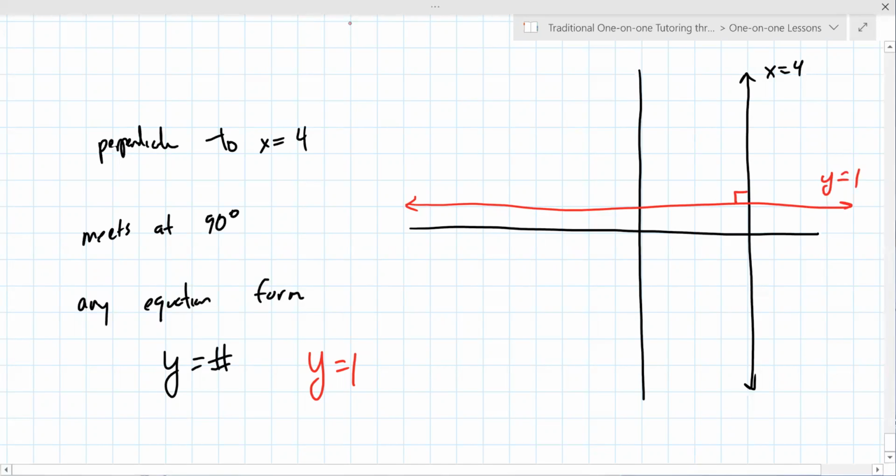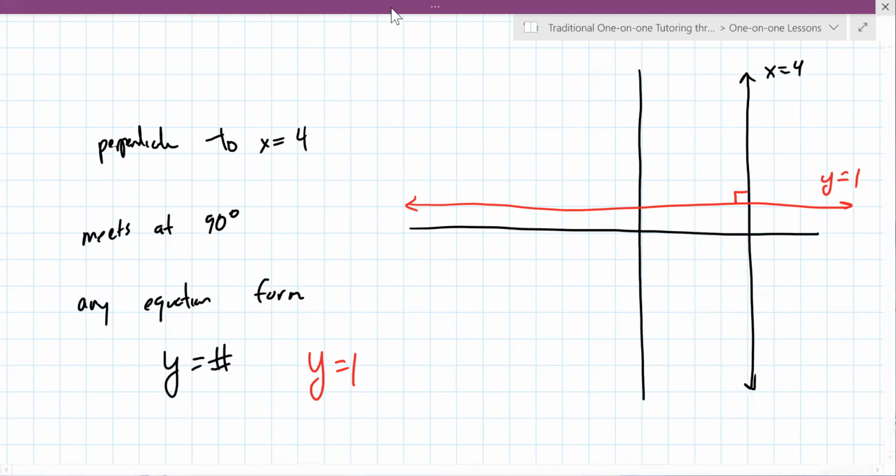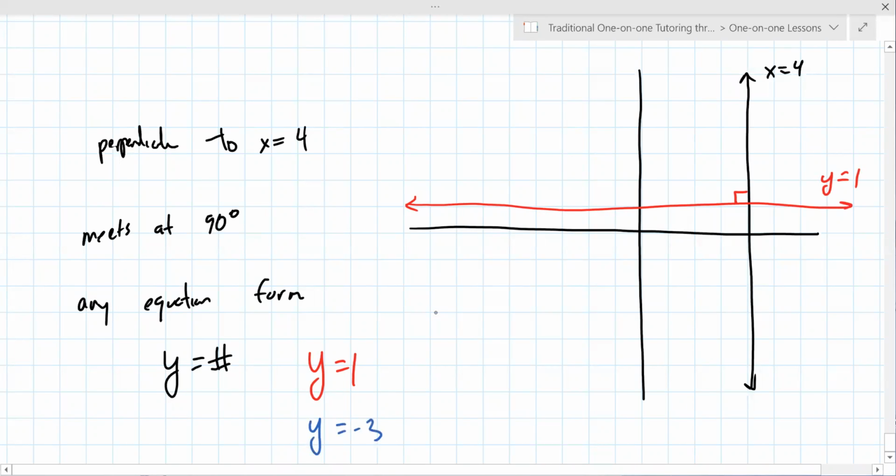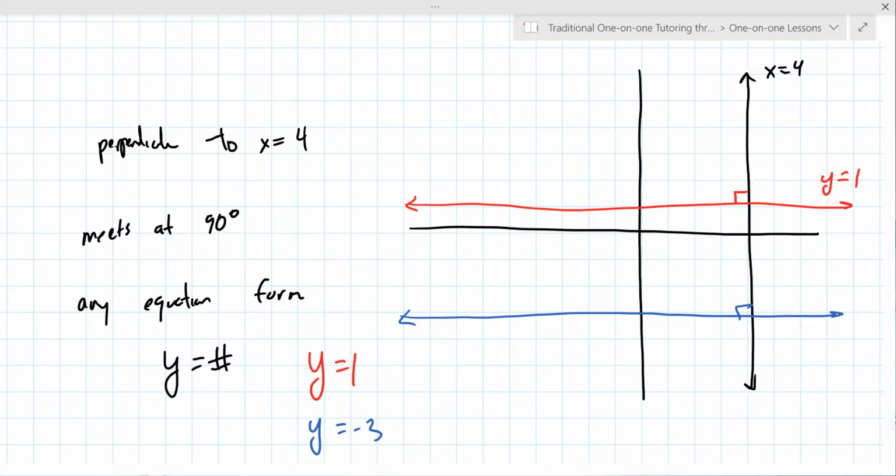How about y equals, let me switch colors here, y equals -3. Do they meet at 90 degrees? Yes, they do. So it'll always meet at 90 degrees. Right. And these work in reverse. So if they give you a horizontal line, the vertical line is perpendicular.